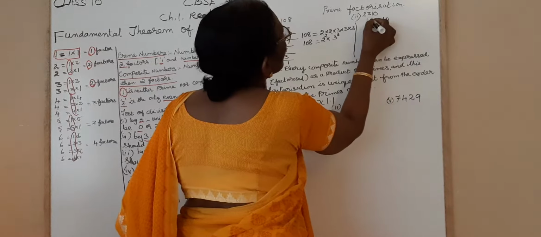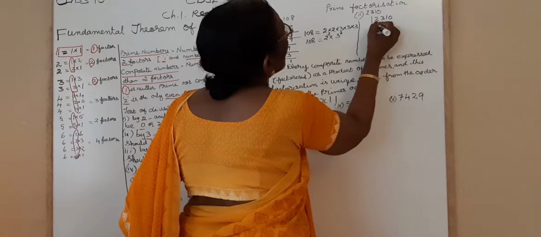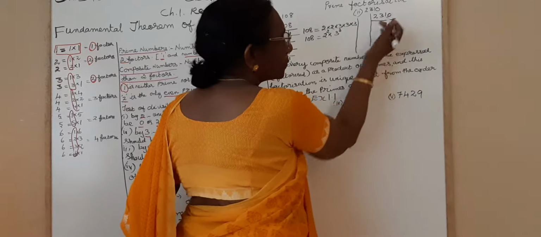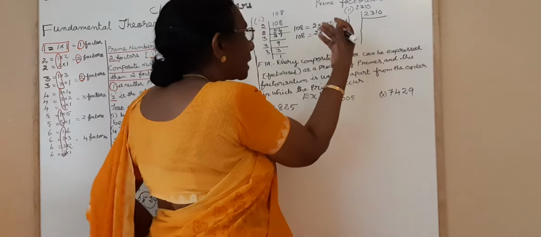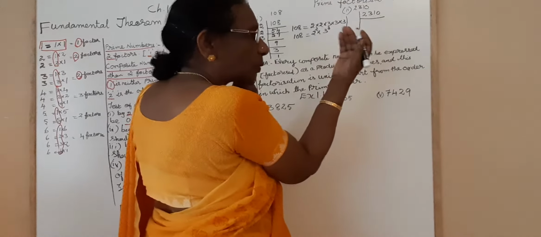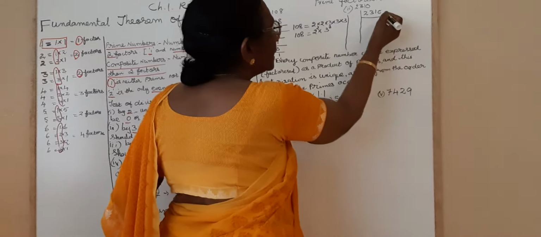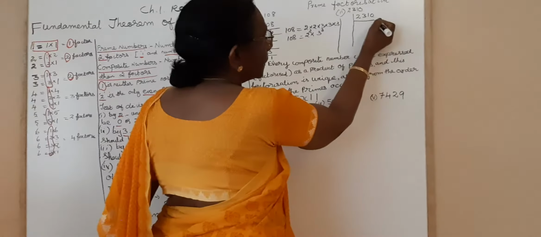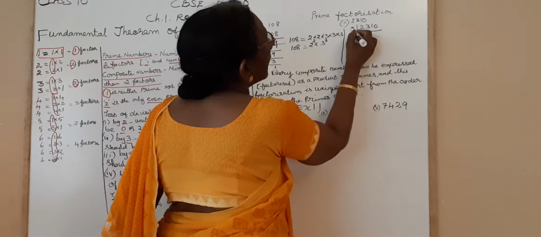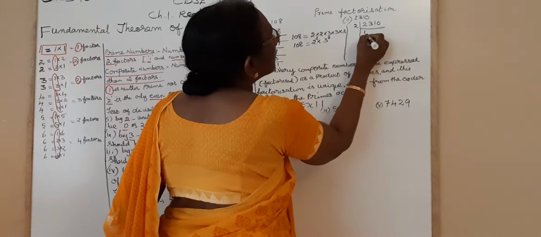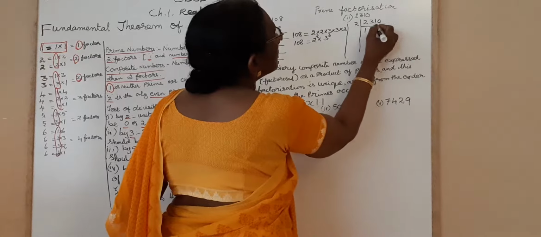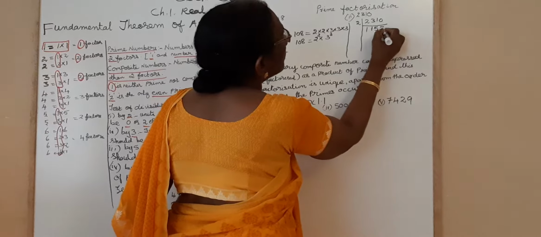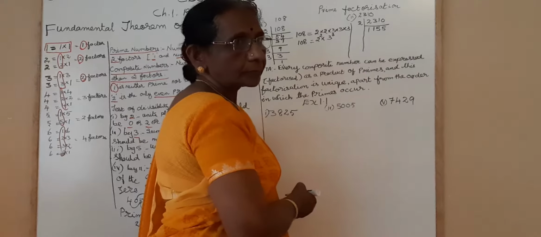2310. So you divide by what? It is ending with 0. So you don't straight away move to the big number. You just go in the ascending order. And it should be written in the ascending order. Okay. Now it is ending with 0. So divide by 2. 2 1s are 2. 5 2s are 10. Okay.